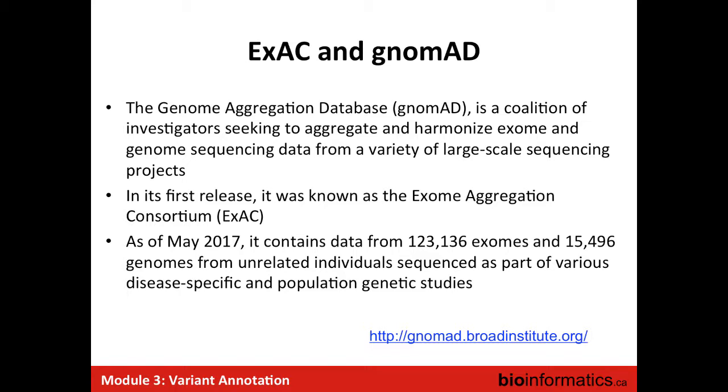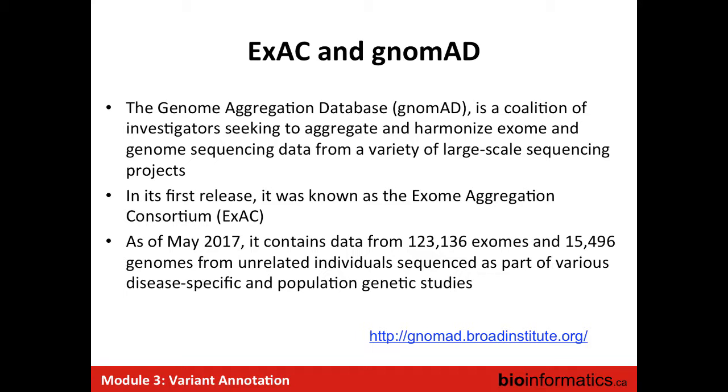So separate from 1000 Genomes and dbSNP, one resource that was initiated as the ExAC database has now become the Genome Aggregation Database, or gnomAD. This is a great database where people who are sequencing as part of various projects are submitting their VCFs from exome and whole genome to be aggregated. As of right now, it contains variant calls from over 100,000 exomes and over 15,000 genomes.